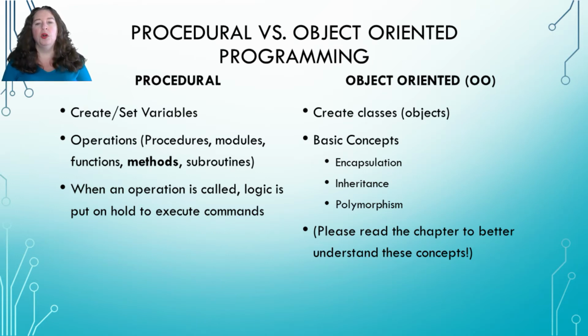Poly meaning many, morph meaning forms. Many forms. We can have the same method called in many forms. Each of the different subclasses can have their own version of that method. One of the main methods that we use is the toString method, the ability to break your code into a string so that you can have your class. I can have a student class, and every time that I want to print the student, I want the first name, last name, and then in parentheses, I want to have their grade or something like that.